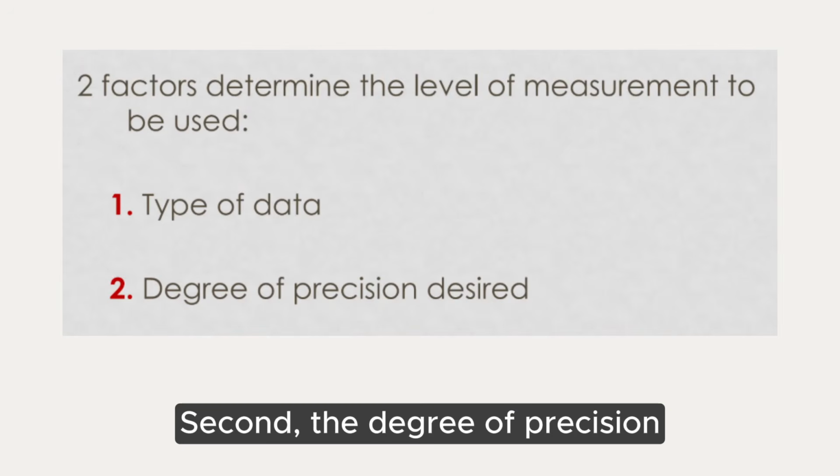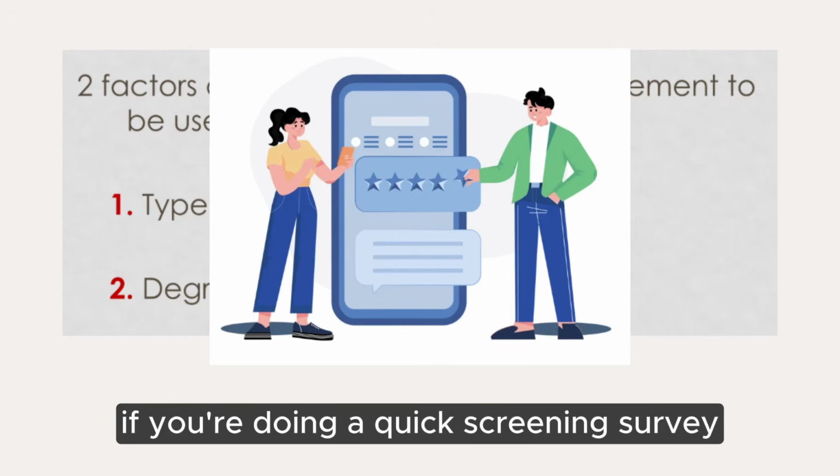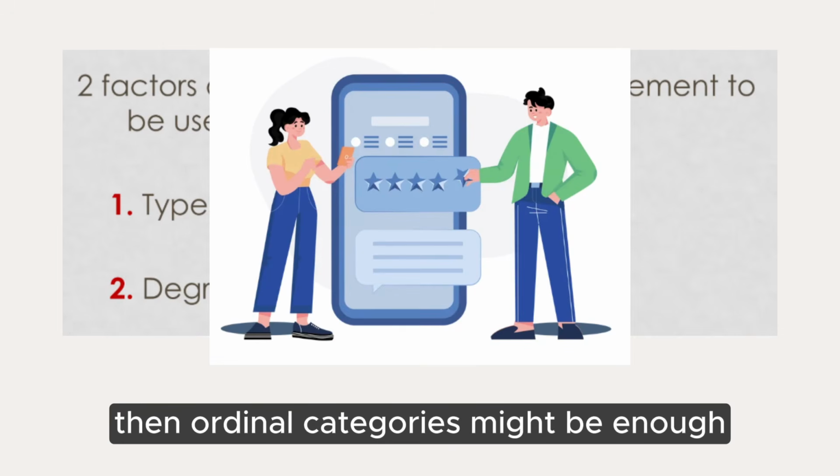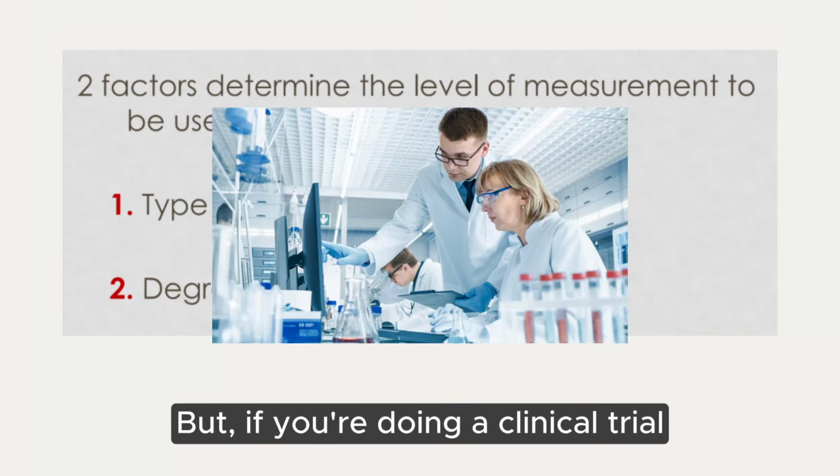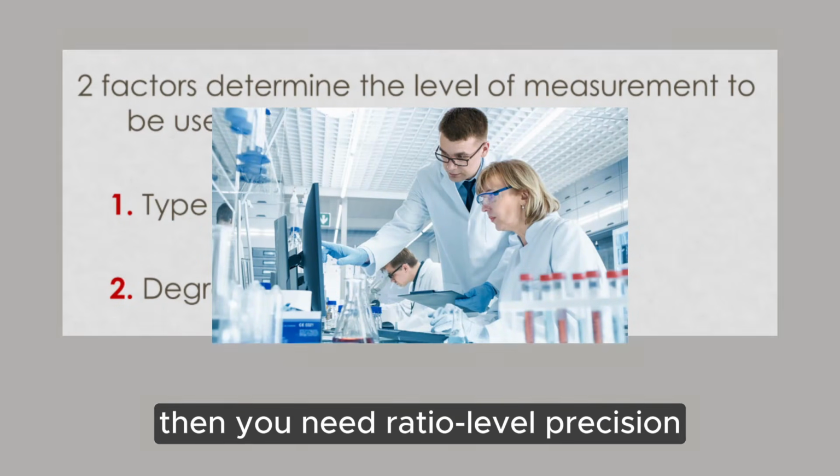Second, the degree of precision. If you're doing a quick screening survey, then ordinal categories might be enough. But if you're doing a clinical trial, then you need ratio level precision.